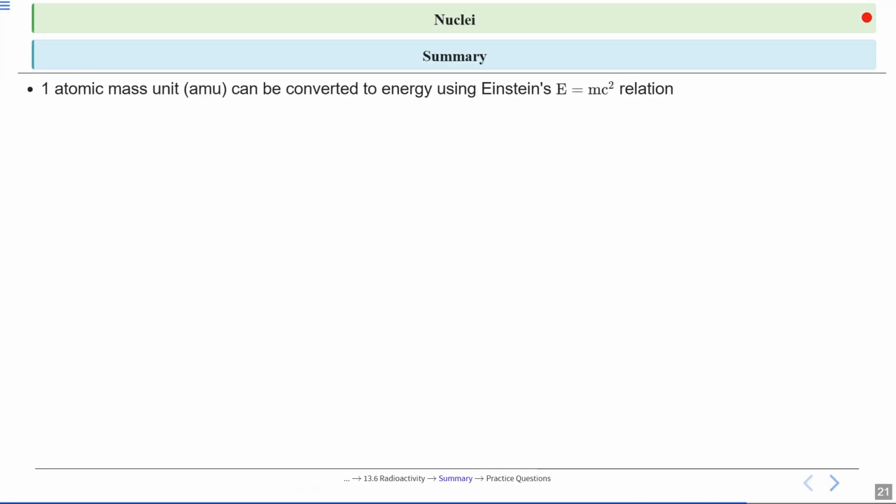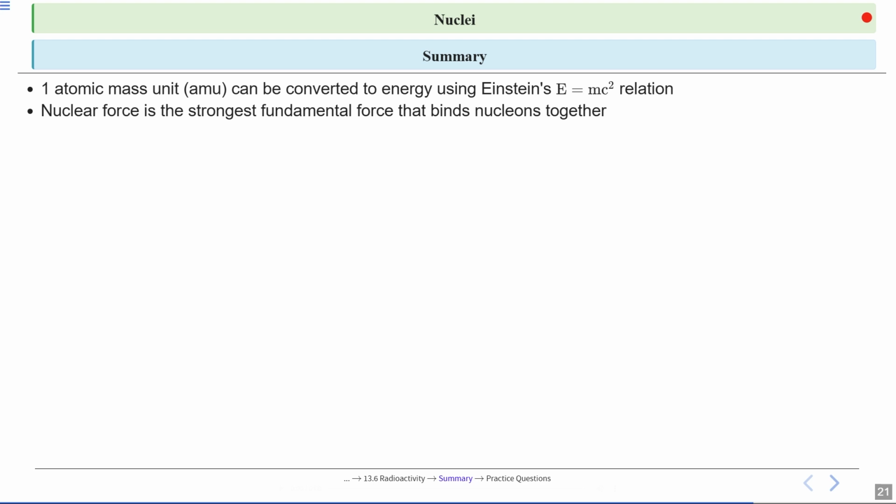Let's summarize the topics that we have studied today. Let's start by looking at how mass and energy are related in nuclear physics. One atomic mass unit, or AMU, is a standard unit for measuring atomic and nuclear masses. According to Einstein's famous equation E equal to mc square, we can convert mass into energy.